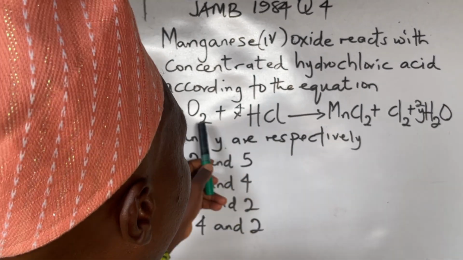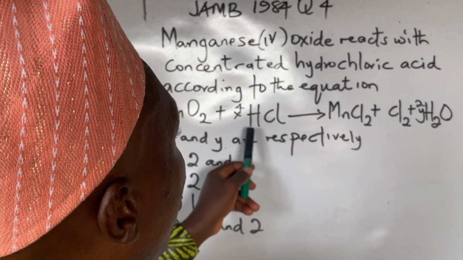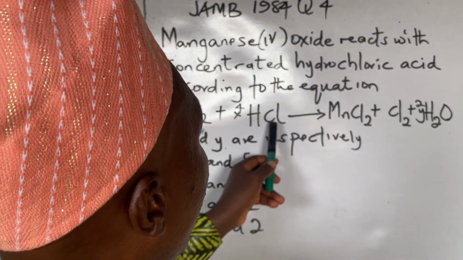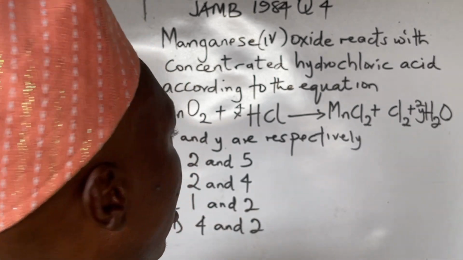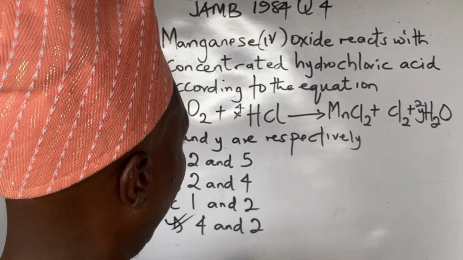So let's say it now. Manganese, oxygen 2, oxygen is 2. 4 hydrogen. Chlorine is 4. Chlorine is 4. So the respective values of x and y are 4 and 2.